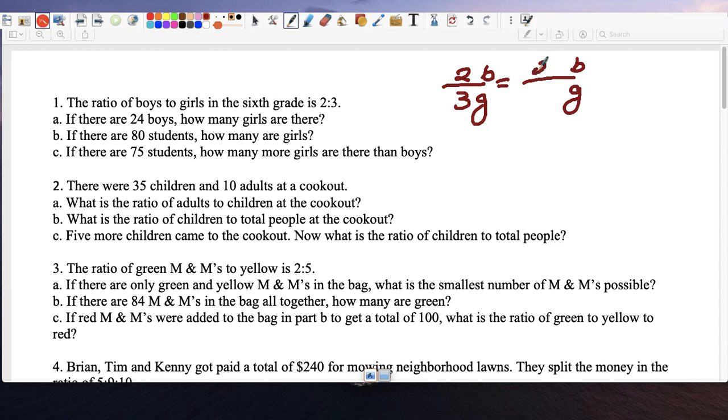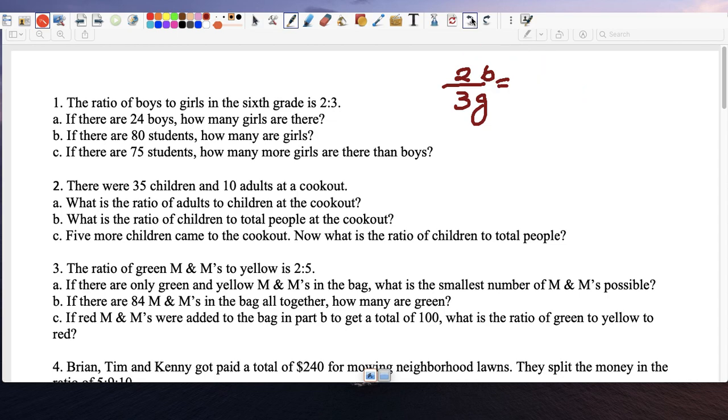So if that number is 24 boys, you can always look for that relationship here, and it's a times 12 relationship. So that means at the bottom, to keep that same ratio, we multiply by 12, and then the answer will be 36 girls. Okay. Now the second says, what happens when there's 80? How many? 80 in total.